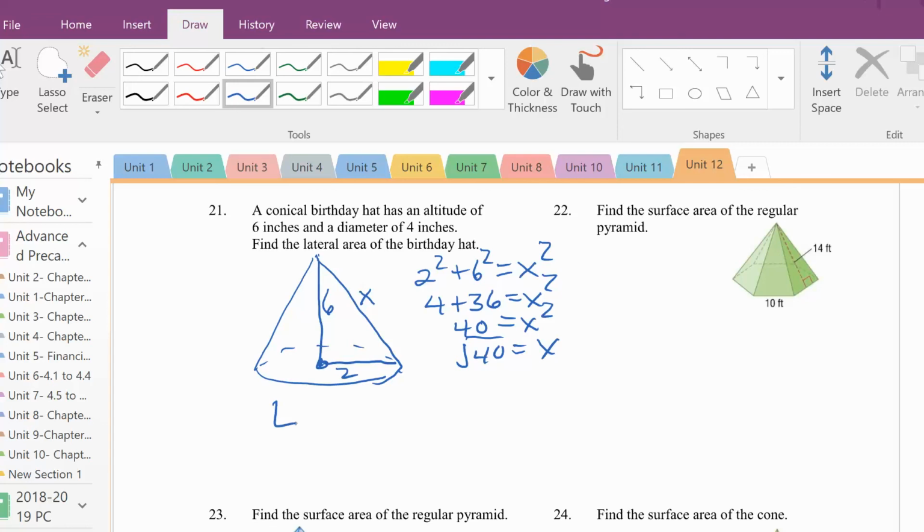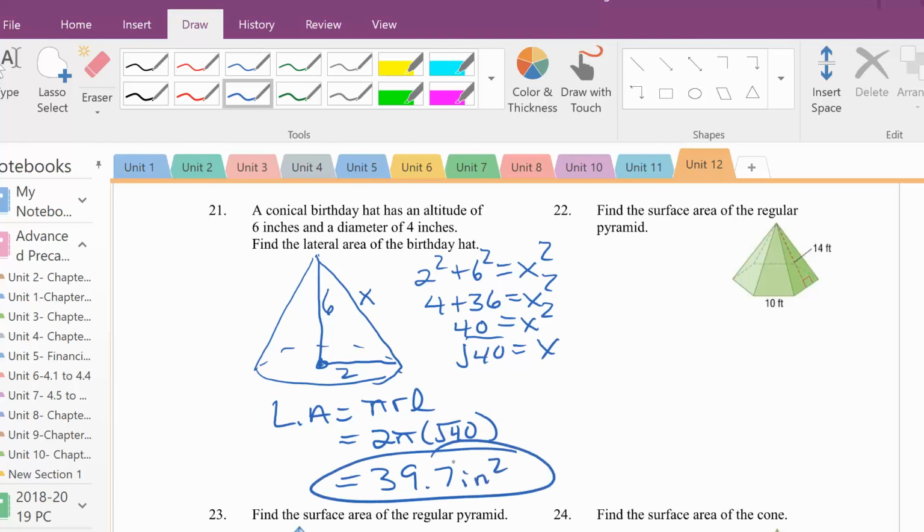And the lateral area, remember, is equal to pi RL. So it's equal to 2 pi times the square root of 40. So when you multiply that in your calculator, you get 39.7 square inches.